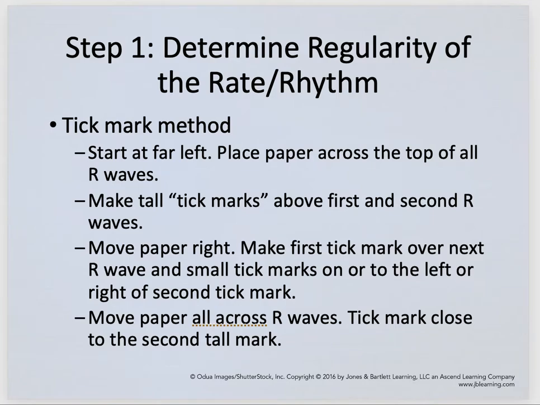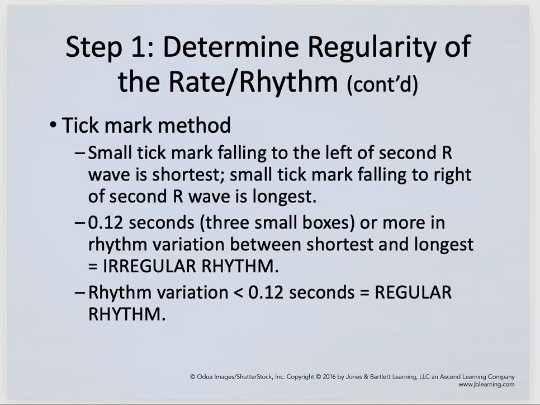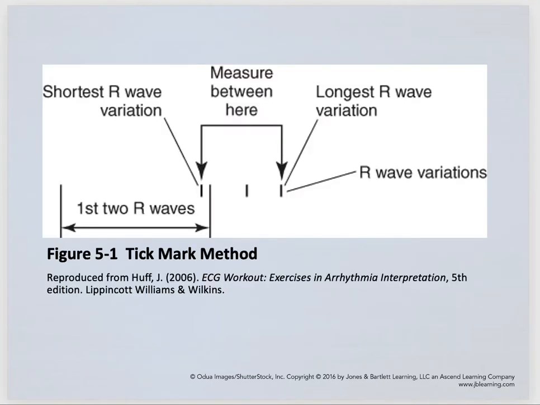So you're looking for a little bit of consistency in those tick marks along the top. So the small tick mark falling on the left of the second R wave, and then another small tick mark falling to the right of this is the longest. So 0.12 seconds or 3 small boxes or more in variation between those R to R's would be an irregular rhythm. So what I mean by that is, here's, say, the first 2 R waves.